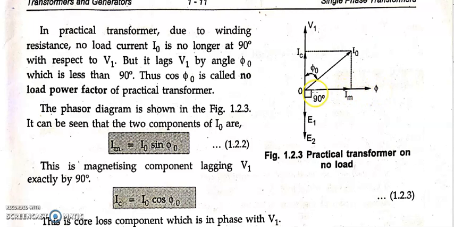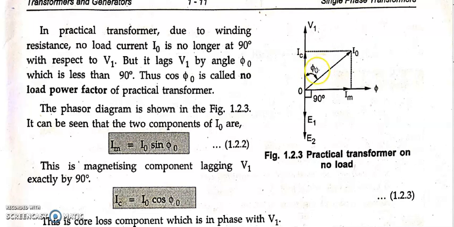Now IC. IC is the current which will supply the core loss. And IC will be in phase with V1. So IC and V1 lie on the same phasor. Due to this, the resultant of IC and IM is nothing but I naught, and I naught makes angle phi naught with respect to V1.